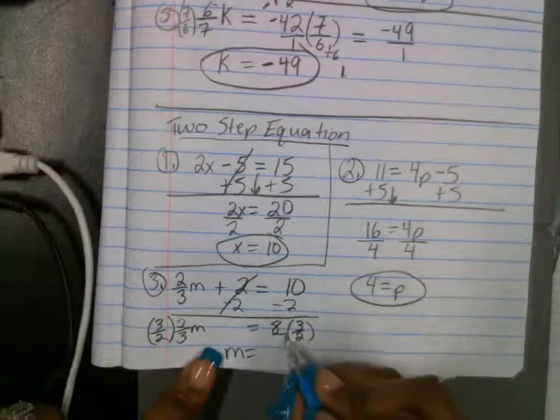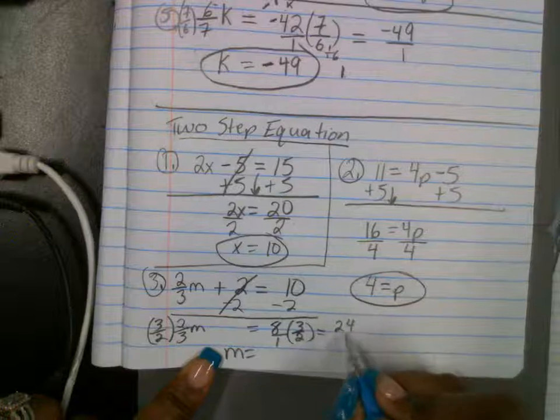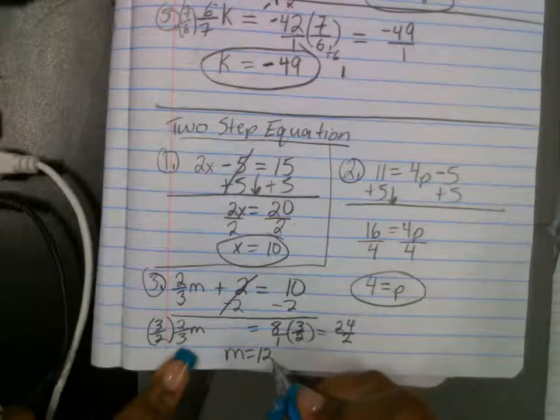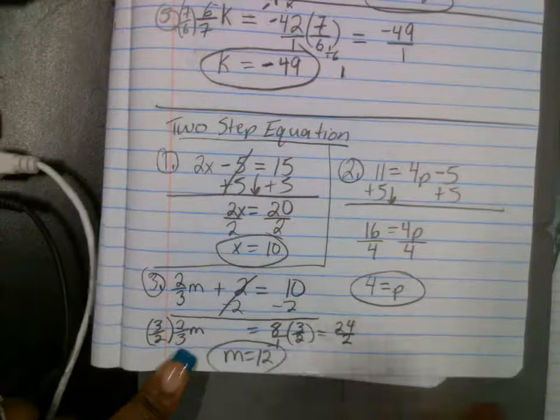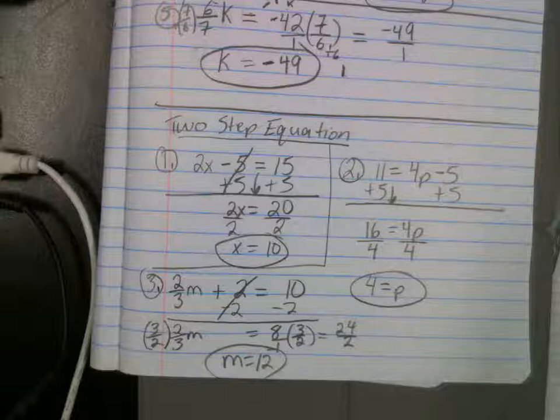So multiply straight across. What do you get here on the top? 24. And what do you get on the bottom? 2. Which is 12. Okay. You got it? Did y'all get that or no? Okay. Raise your hand if you did get that.